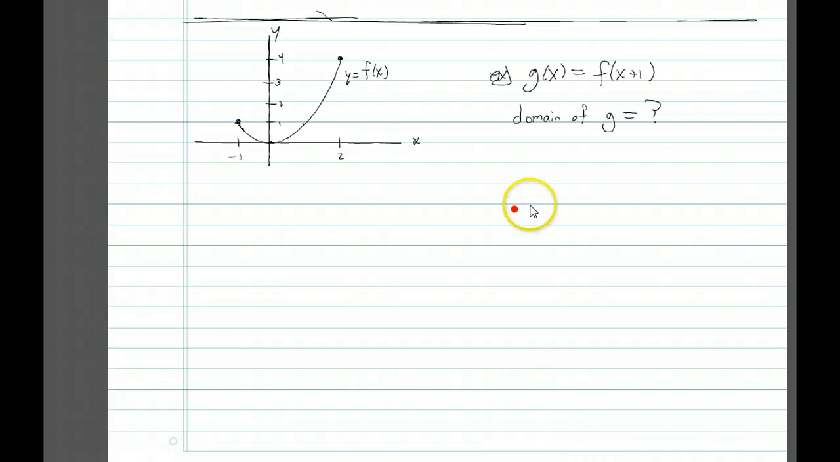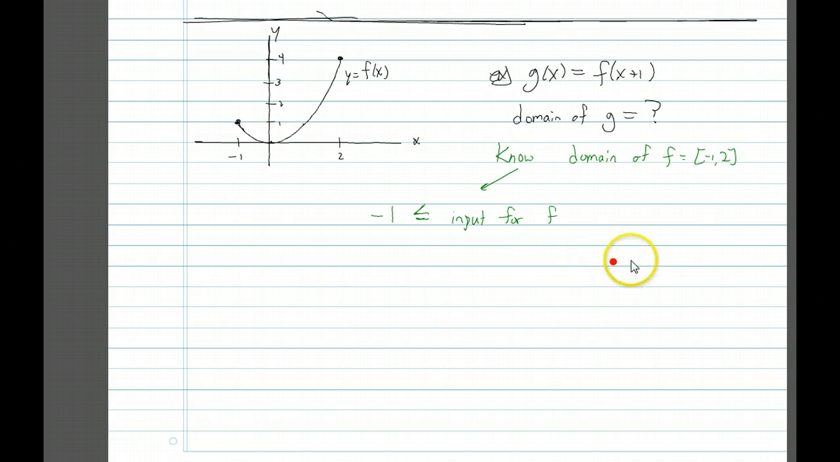What we do know is that the domain of f is from -1 to 2. So no matter what we're plugging in here, that quantity has to lie between -1 and 2. Another way to say that is that the input of f has to lie between -1 and 2. What are we trying to input? Our new input is this quantity here, x plus 1. That's what needs to lie between -1 and 2.